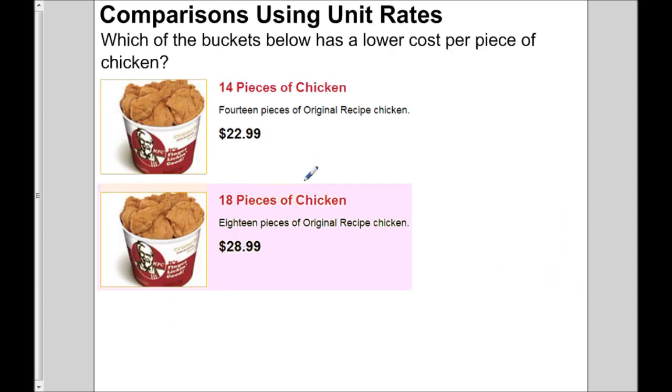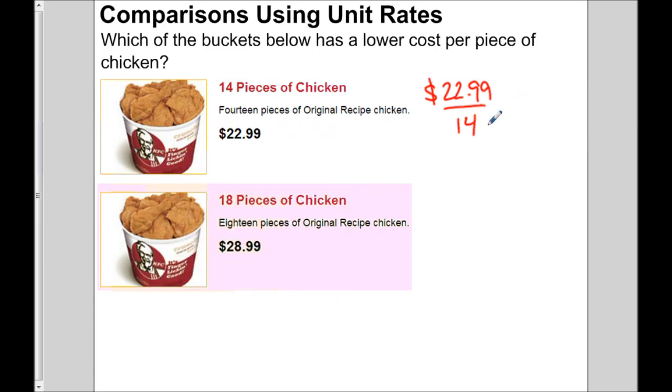All right. A useful purpose of unit rates is to make comparisons. So here's an example of some KFC deals that I found online. Which of the buckets below has a lower cost per piece of chicken? So 14 pieces of chicken cost $22.99, or 18 pieces of chicken cost $28.99. So I want to know how many dollars it is per piece of chicken. So that means that I actually want to do $22.99 divided by 14. So here, let's do $22.99 divided by 14.